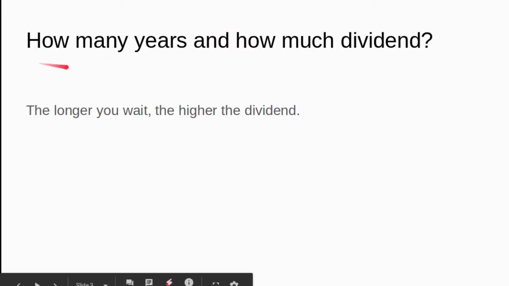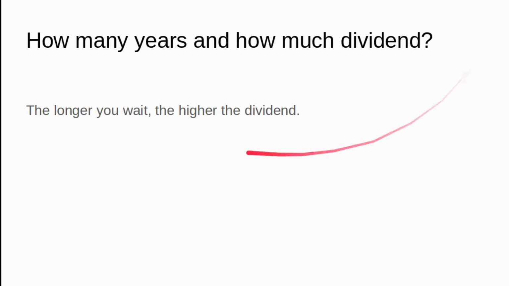Okay, so for how many years and for how much dividend will you get? Well, generally speaking, the longer you wait, the higher the annual dividend payout will be, which makes sense because you've just held up your money for a longer period of time, and so you expect to receive a larger compensation for that.